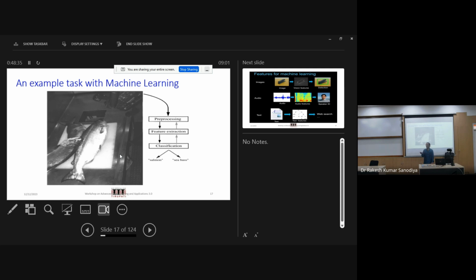I want to automatically classify two kinds of fishes, salmon and sea bass. We want to put salmon on one side and sea bass on the other side. That is the objective. So how do we do this automatically? The fishes are coming on a conveyor belt. Any quick answers? How do we do that? What should we do? Take some image.